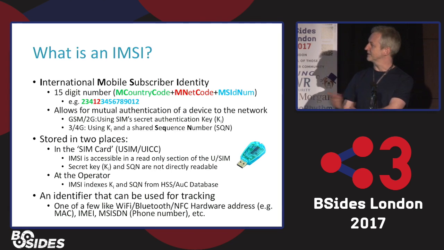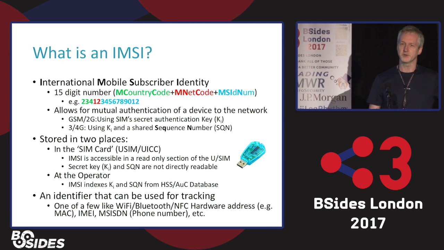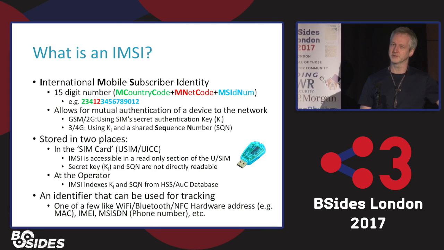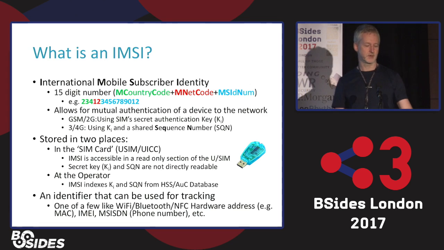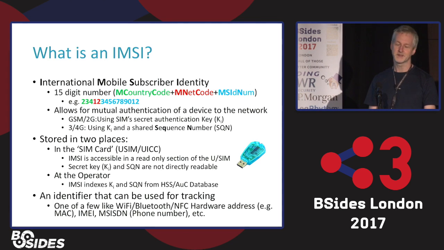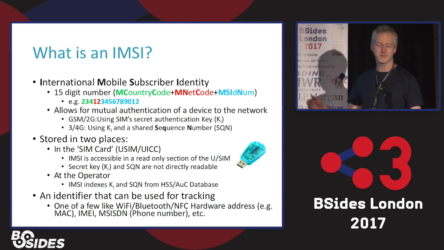And fortunately, things like the secret key and the sequence number aren't directly readable, so you can carry out cryptographic operations on those by calling certain functions on the SIM, but you can't actually directly extract them from the SIM, so hence it's not easy to clone a SIM. They're in tamper-resistant packaging. At the operator, you've got the IMSI and the KI and the rest of them. They're all stored in this HSS or AUC, depending on which version of the 3GPP standards we're talking about.